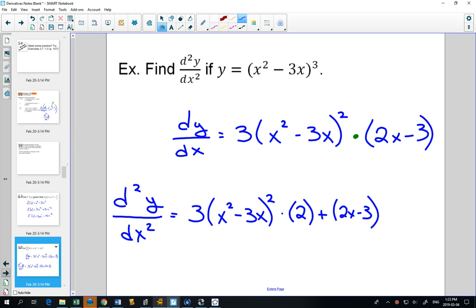And the first one would be a chain rule, so the 2 comes out in front. Keep the inside the same. Subtract 1 from the exponent. Multiply by the derivative of the inside. That's a 2x minus 3. So you can see why some of these derivatives get really, really, really long.